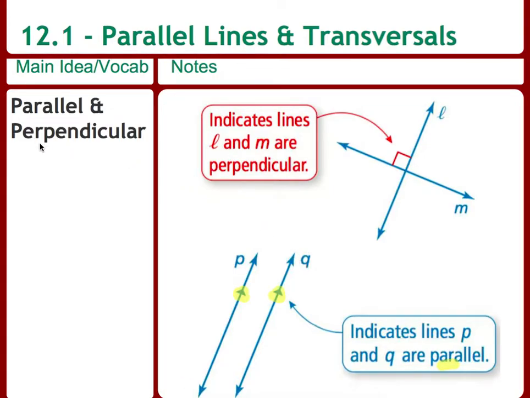We also have an indication for what perpendicular lines are. So perpendicular lines make a 90-degree angle, and that's what this box is here. So we could say lines L and M are perpendicular. So we're going to use this information as we're moving through our lesson today.